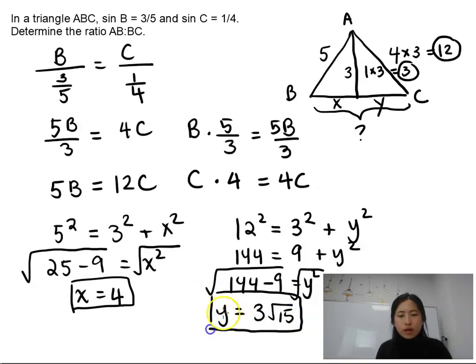So in order to find the ratio between AB and BC, this means you would have to add these two. So AB would be 5, so that's given right here, and BC would be 4 plus 3 root of 15. So that's our ratio.